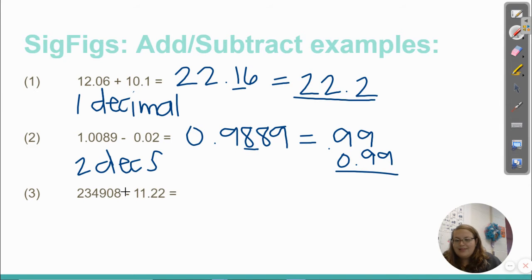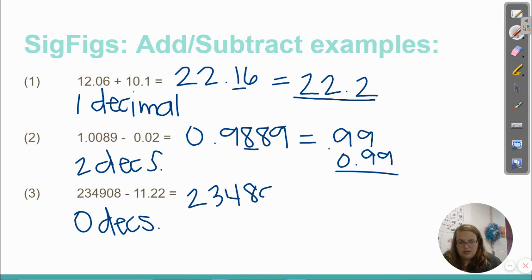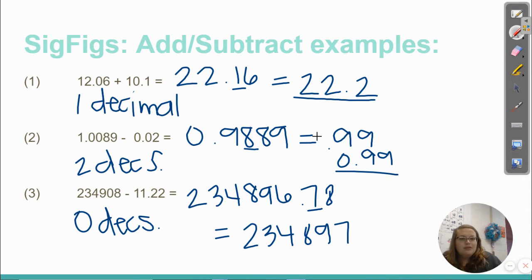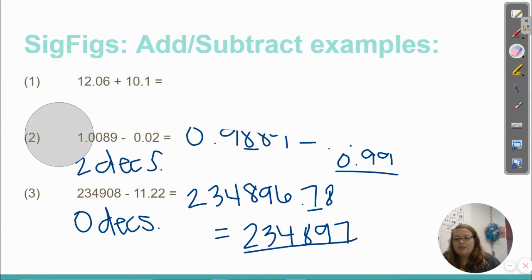All right, last one, I have 0 decimal places and 2 decimal places, so I'm going to want 0 decimal places in the final answer. So 234,908 minus 11.22. Unrounded, I get the answer of 234,896.78. I want 0 decimal places, so I'm looking at this number here. So we're going to round it to 234,897. So there you go. Those are your addition subtraction problems.